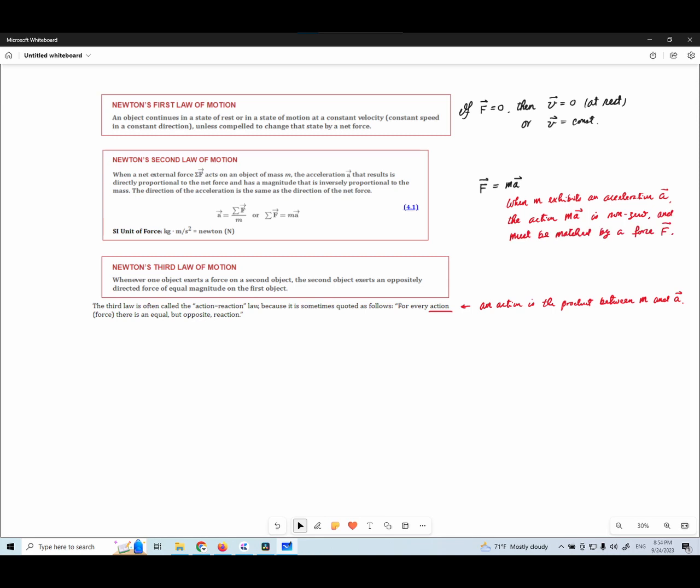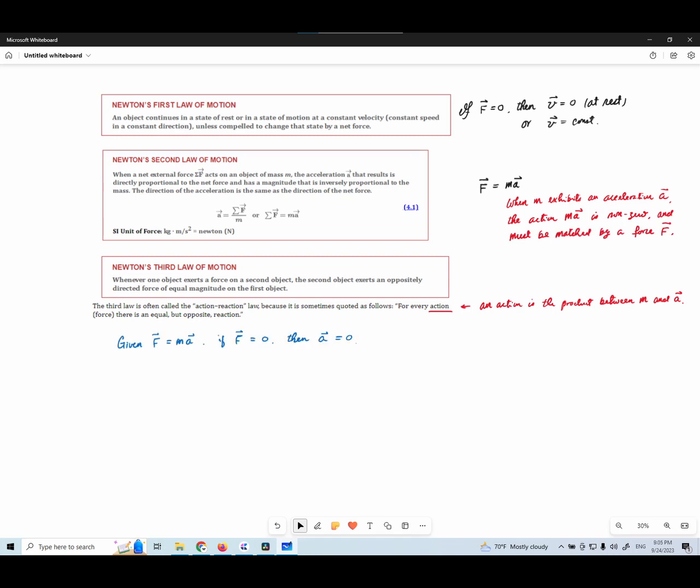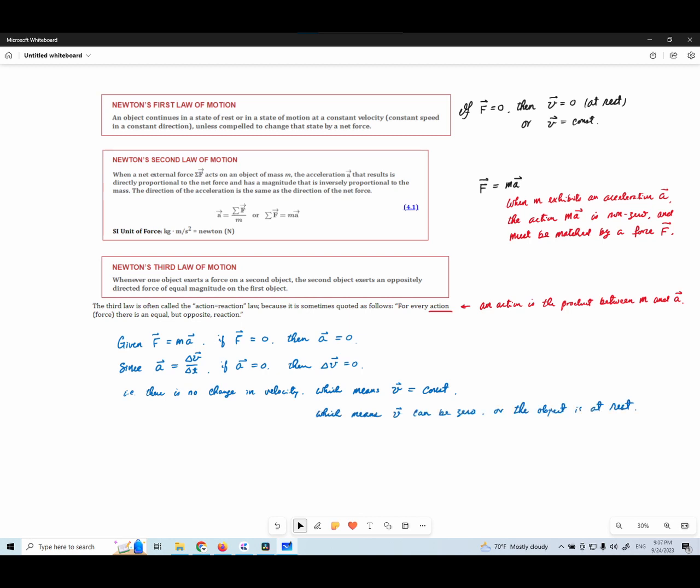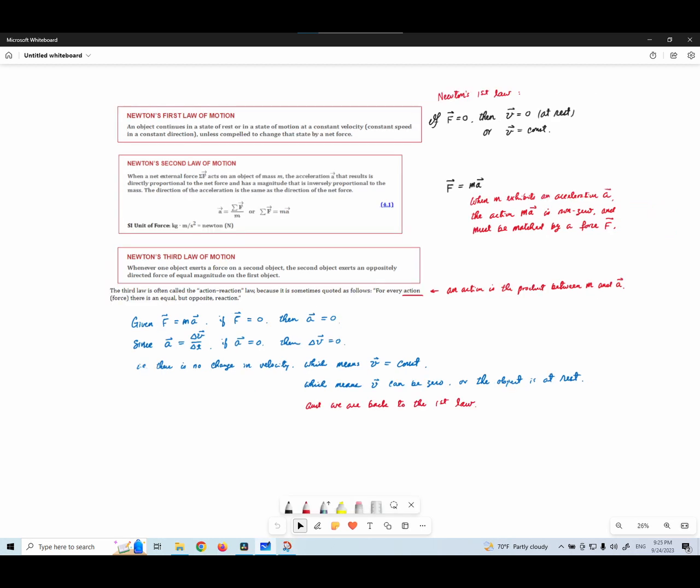If F is 0, since the mass M cannot be 0, the acceleration A must be 0, which means there's no change in velocity, which in turn means the velocity is a constant. This constant can be 0, which means the object is at rest, and we are back to Newton's first law.